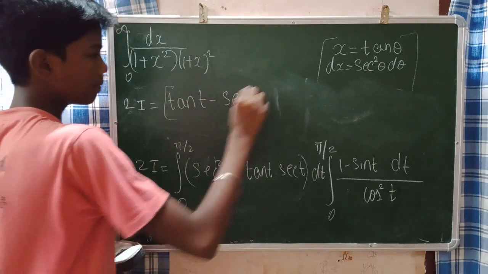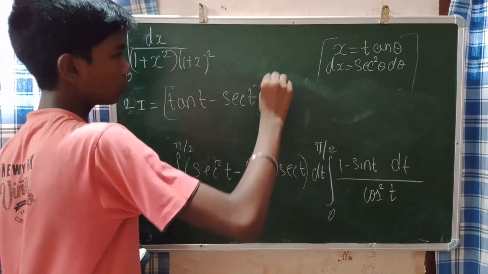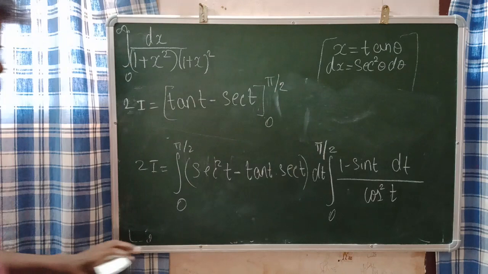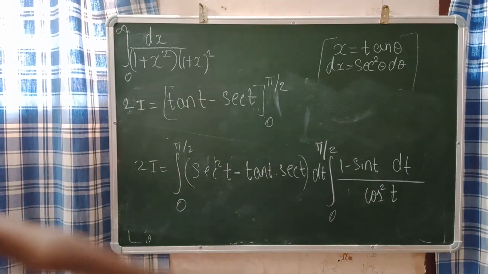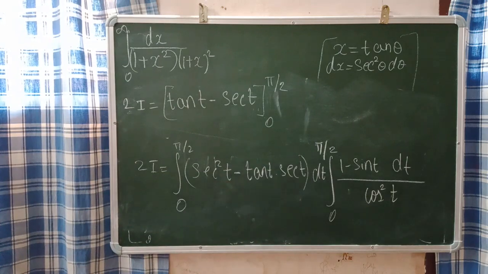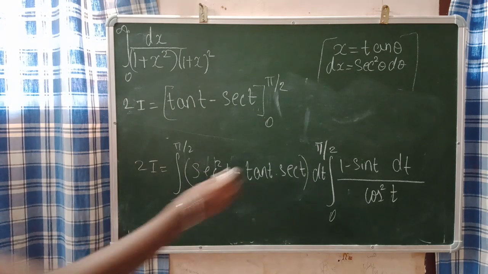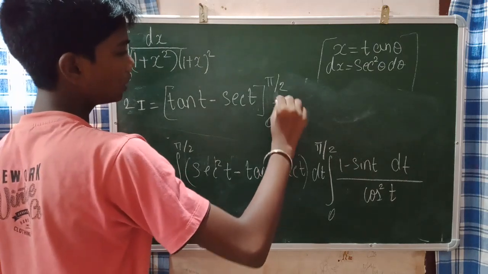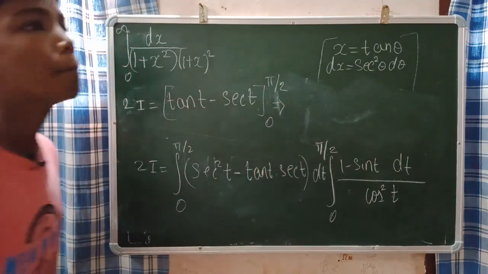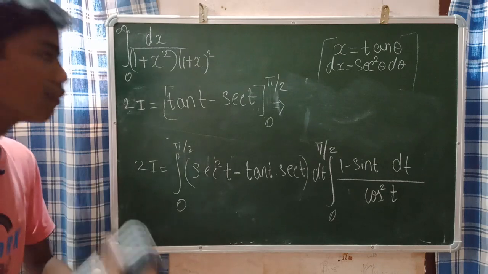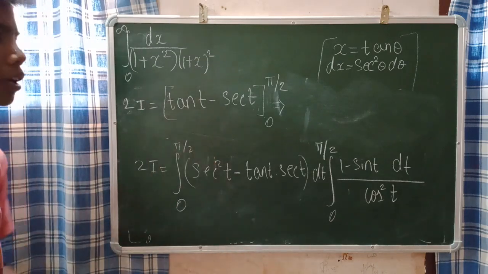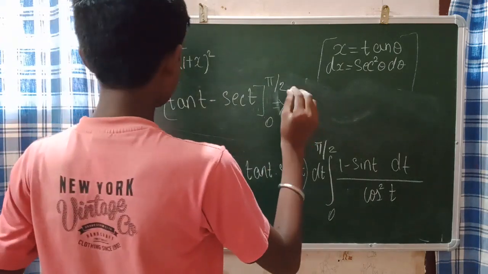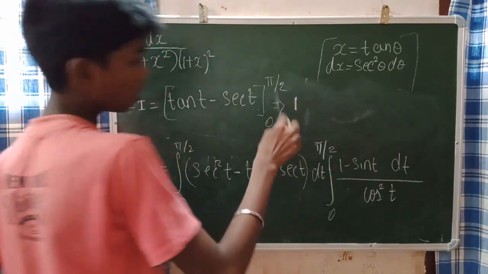So from 0 to pi by 2, you should not forget to put the limits. The integral of secant square t is tan t, and the integral of tan t secant t is secant t. That's what I wrote. Now the limits are from 0 to pi by 2. You can directly simplify this, or otherwise you can take the limit as t tends to pi by 2 of this particular expression. Like that also you can solve. So finally you will get 2y as 1 when you solve.